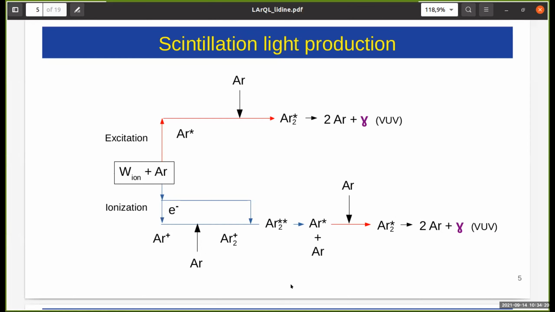So this is just a reminder of the scintillation pathway mechanism that Elena has shown to us today in liquid argon. If you go through the top, you see how the mechanism goes for excitation, with a neutral excimer being produced and then decaying, giving off UV light, and a similar pathway for ionization that's slightly longer, but then gives off UV light as well.